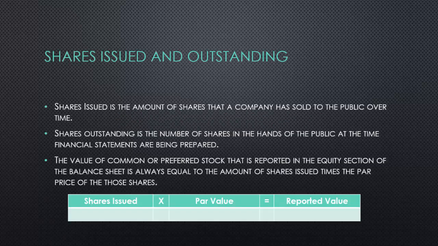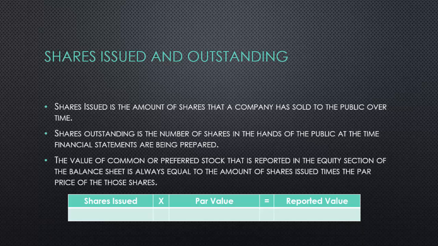The first thing you should know is the difference between your issued shares and your outstanding shares. Shares that have been issued mean the company sold them to the public at any point in time. The difference between issued shares and outstanding shares is that outstanding shares are the number of shares that were sold that the public still has in their hands.